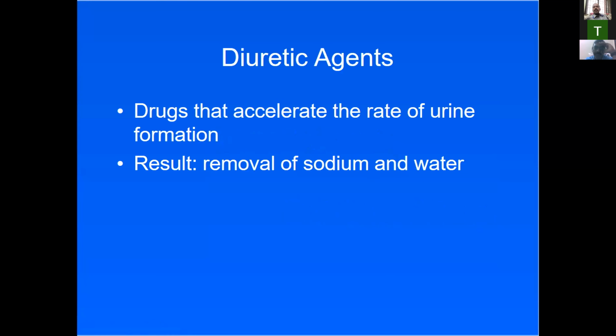Diuretic agents, I will straight away go to the topic. Diuretic agents are nothing but drugs which are used to accelerate the rate of urine formation. That is, when more volume of urine has to be collected, then we have to use these drugs. The result of these drugs is mostly removal of sodium ion as well as water. Whenever a sodium ion is taken out, water also passes out. That is the way this diuretic agent acts.